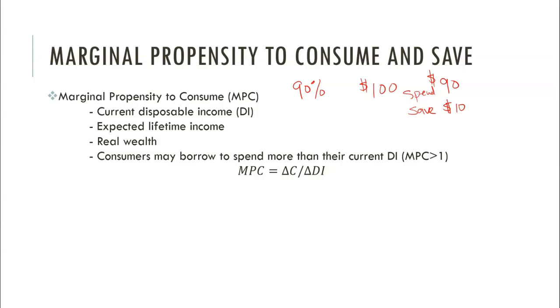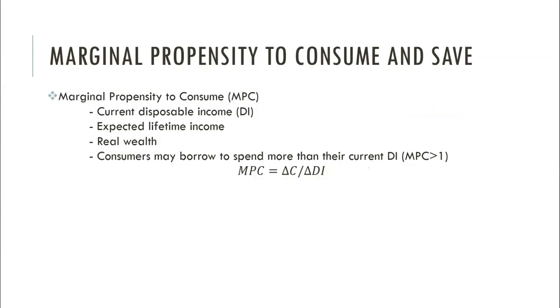So to figure out our marginal propensity to consume, we're going to take the change in consumption divided by the change in disposable income. So it's not going to be your average spending of all your income. It's going to be the extra spending. So change in consumption divided by change in disposable income.